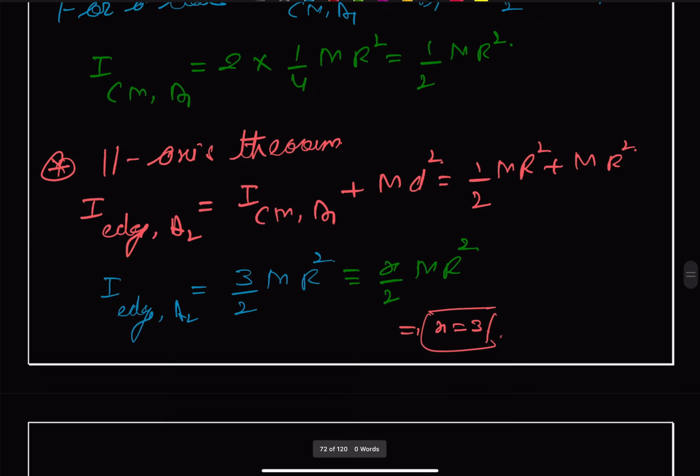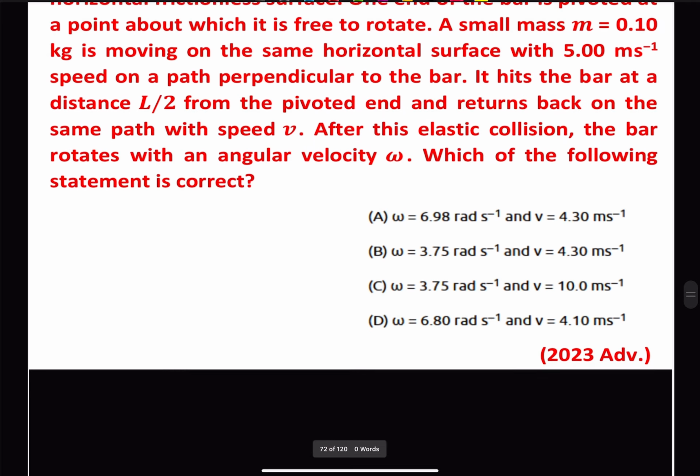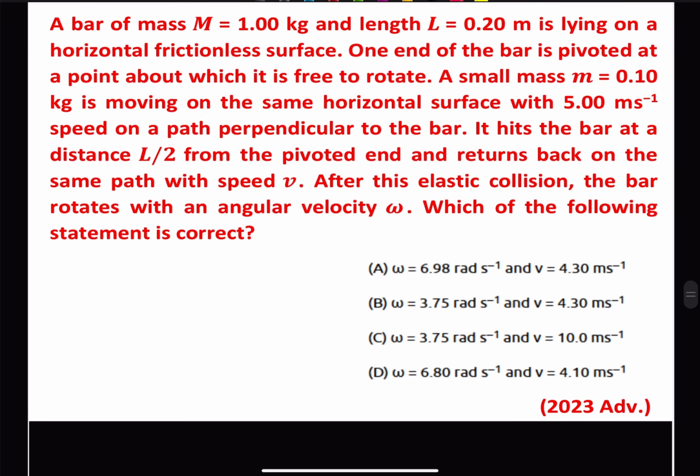Next question. All the questions which we did previously were for Mains 2023. Now we start with Advanced 2023.